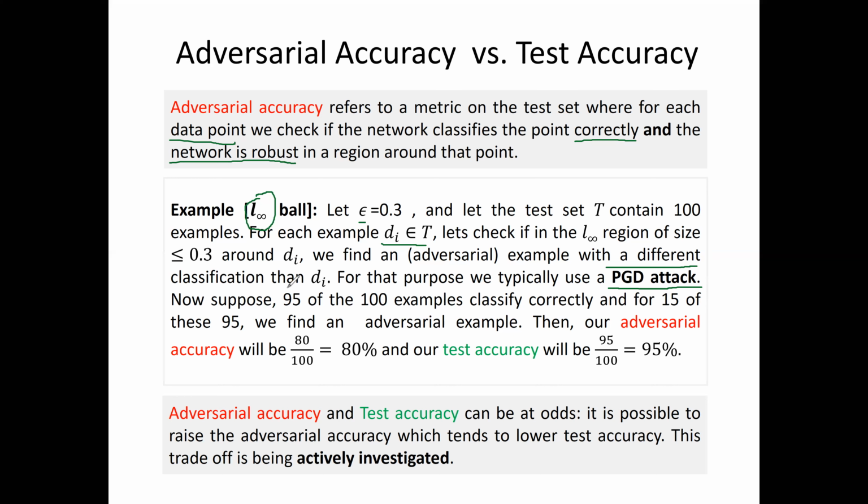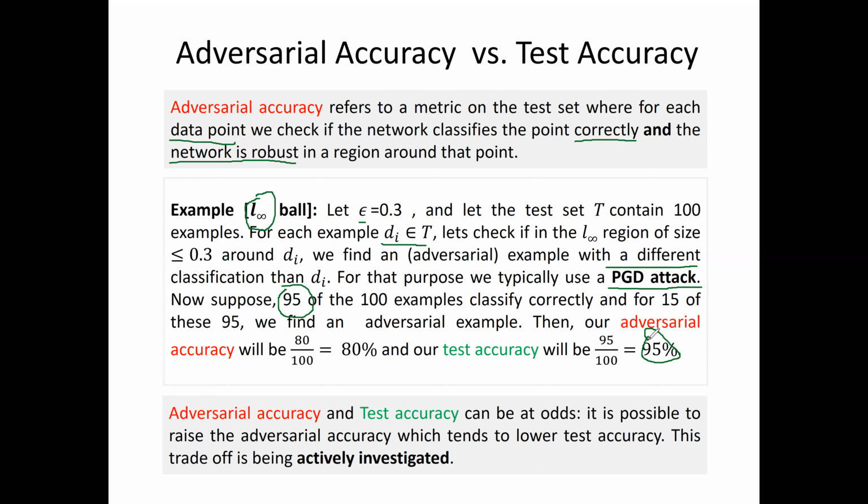Now let's suppose that 95 of these 100 examples classify correctly. So the neural network classifies them to the correct label that they have in the data set. So we would have a natural accuracy, or test accuracy, of 95%.